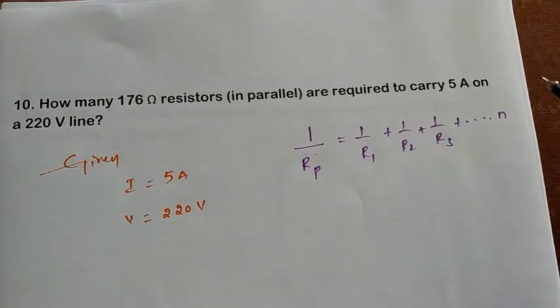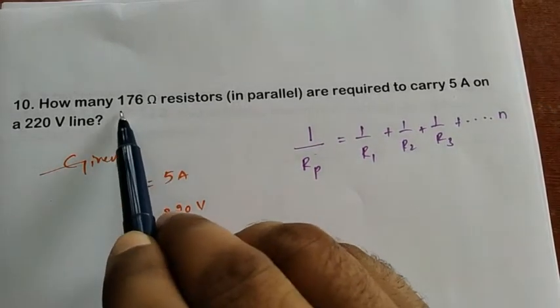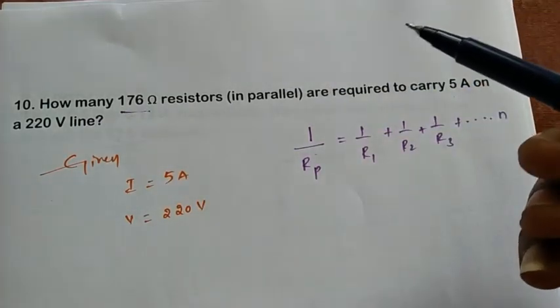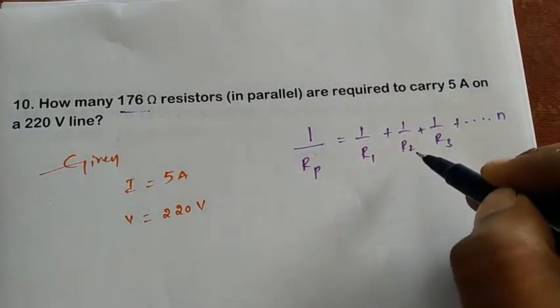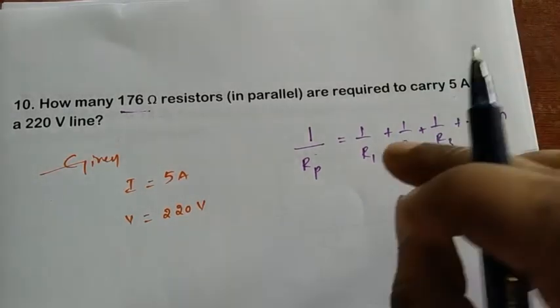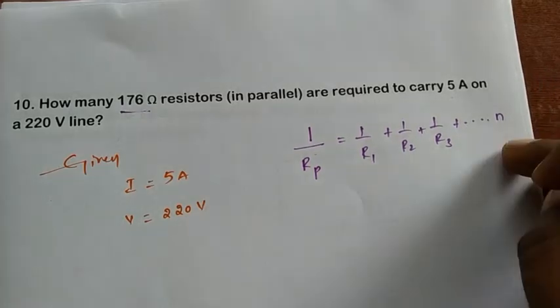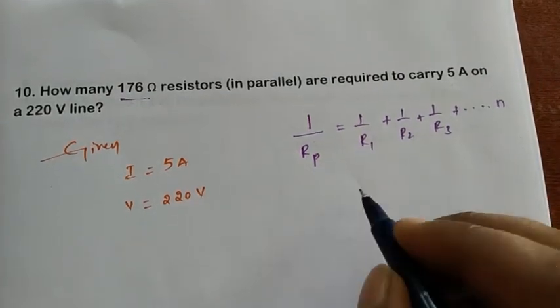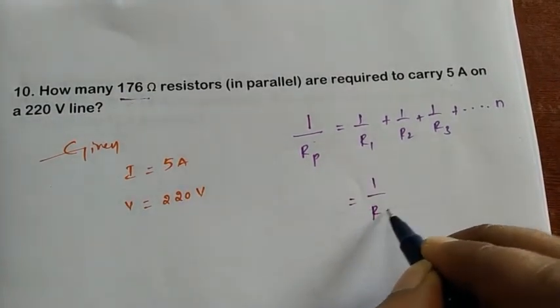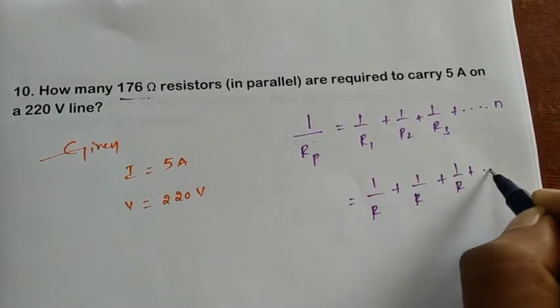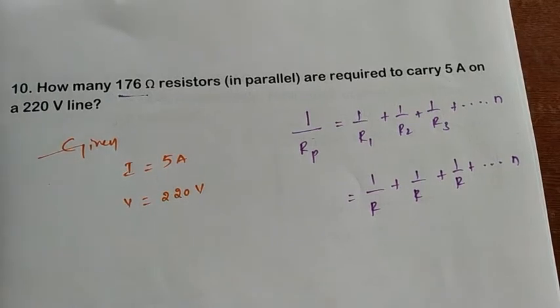But here we should remember one thing. They are saying 176 ohm resistors, that means equal, identical resistances. That means it's not like R1 is 3 and R2 is 5; they are not changing. If R1 is 176, then R2 also 176, R3 also 176, R4 also 176, the same resistance only. So in that case, the above equation becomes 1 by R plus 1 by R plus 1 by R and so on, n times.